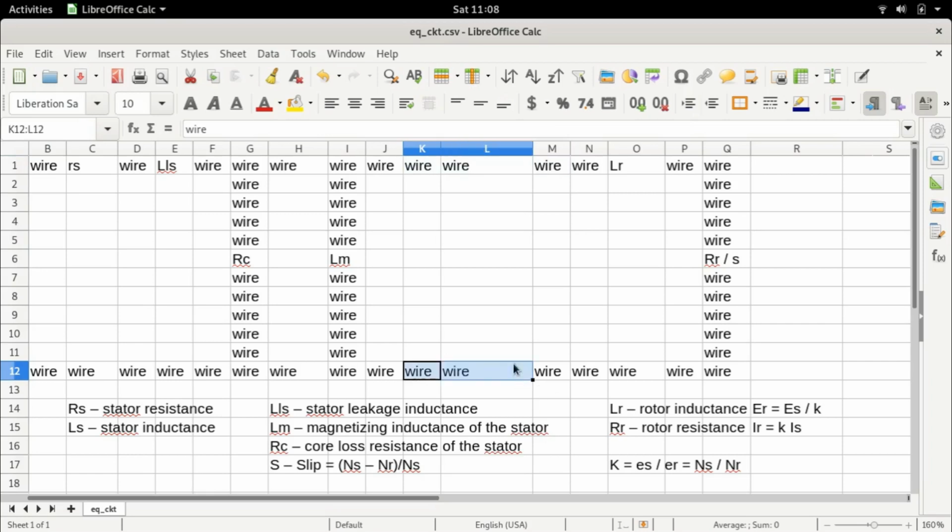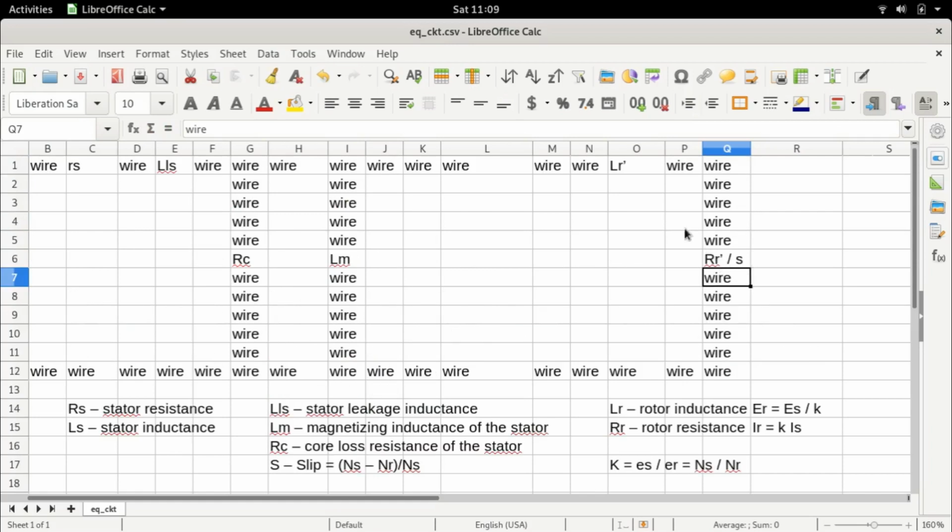Because we've defined this particular induced EMF, whatever is the induced EMF here will also be the induced EMF of the rotor, and therefore we are referring all the parameters. So we need to define new parameters, because these parameters are no longer in the rotor, they have now been transferred to the stator. So I'm going to say here LR dash and RR dash.